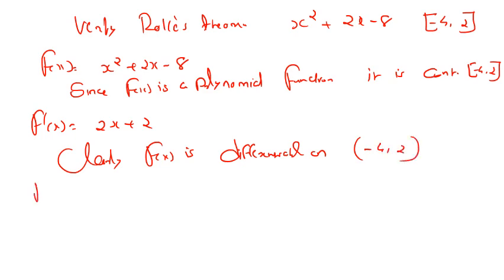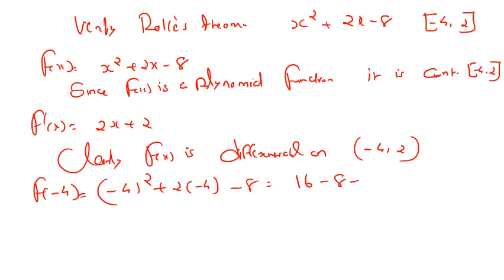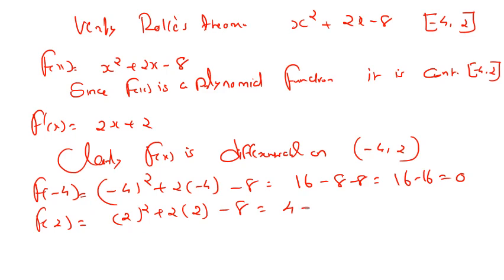Now what is f(-4)? (-4) squared plus 2 into -4 minus 8. So 16 minus 8 minus 8, 16 minus 16. What is the answer? 0. And what is f(2)? f(2) is 2 squared plus 2 into 2 minus 8. That is 4 plus 4 minus 8, 8 minus 8. What is the answer? 0. So what can you say? f(-4) is equal to f(2). The third condition of Rolle's theorem is also satisfied.